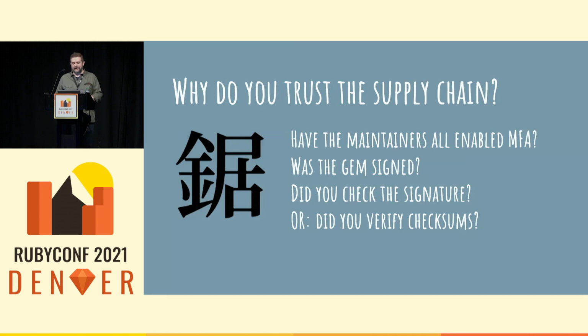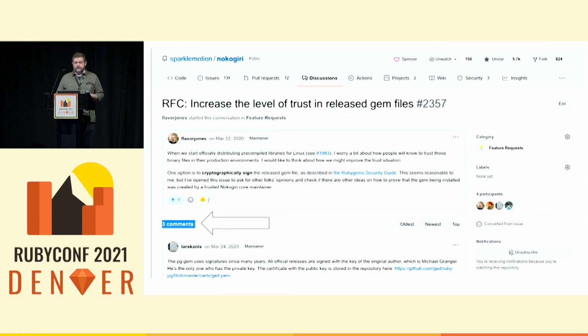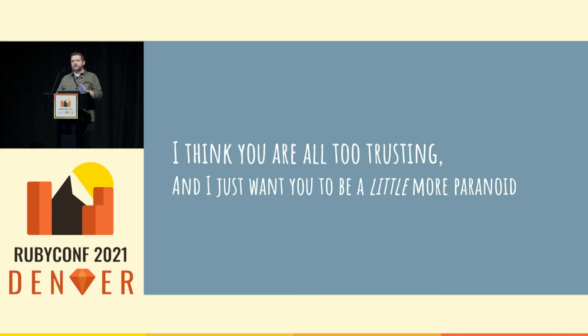Trusting the supply chain, though, like, have all of the maintainers enabled MFA? Was the gem signed? Did you check the signature? Have you checked your checksums? For Nokogiri, we do what we can to make all that information available to you, but I'm betting that most of you never check any of those things. I started a discussion asking people what would help you trust Nokogiri more, and I got 3 comments. One of them was from Aaron, which doesn't count. Sorry, Aaron. Anyway, I think you're all too trusting, and I want you to be a little bit more paranoid.